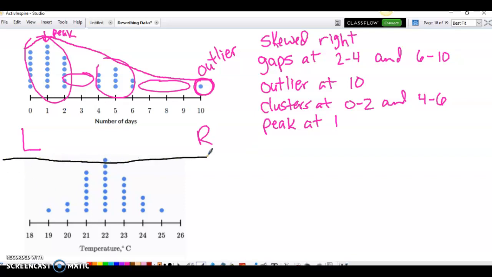Okay, let's look at this next one. Whoops, I didn't mean to draw a line on our graph right there. Okay, so let's look at our next one.